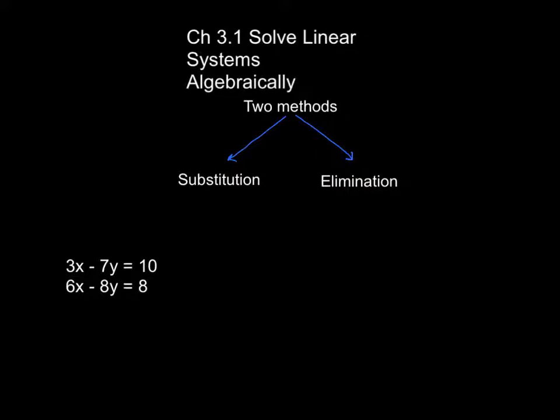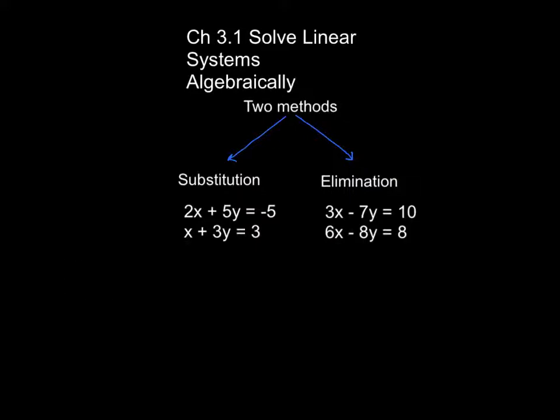So the second way we can solve linear systems, other than by graphing, is algebraically. There are two methods we're going to be using algebraically, and that is substitution and elimination. Let's use substitution first. We have the equations 2x plus 5y equals negative 5, and x plus 3y equals 3. This system we can solve by solving for x first and then plugging it into the other equation. We can solve for x or y first. We're going to solve for x in this equation.